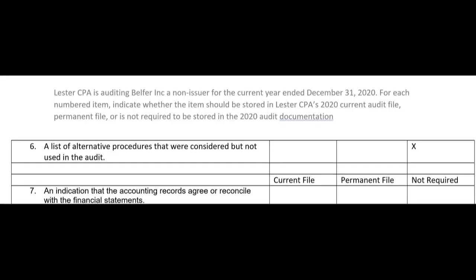Number seven, an indication that the accounting records agree or reconcile with the financial statements. And that would be in the current file because that would be a schedule or analysis that you made that relates to the current year under audit. And that's an important moment in an audit when you've determined that the accounting records agree or reconcile with the financial statements. That belongs in the current file.